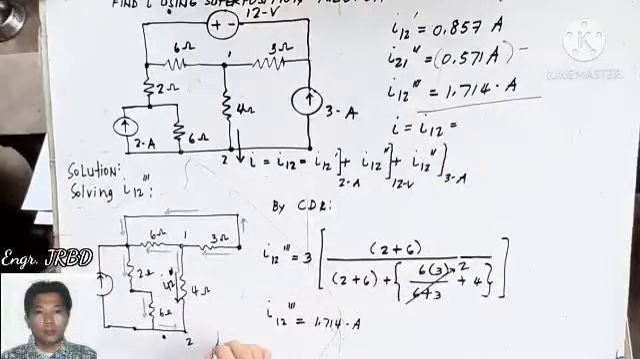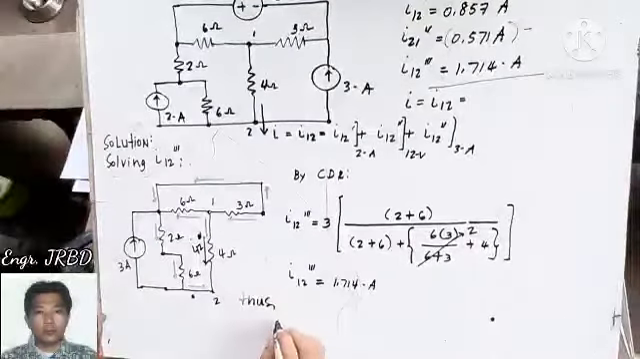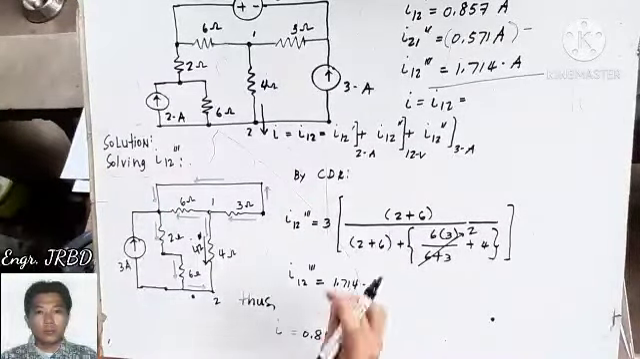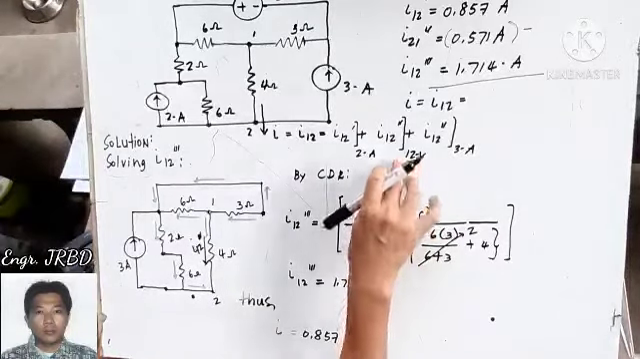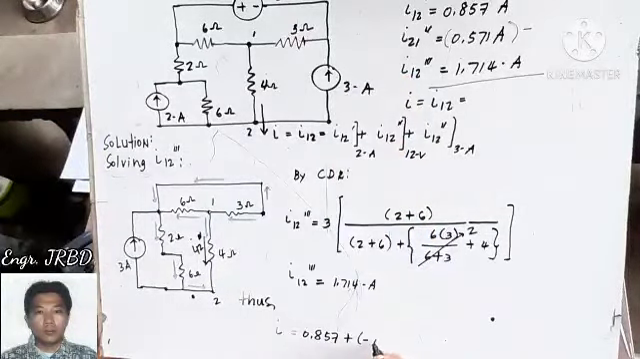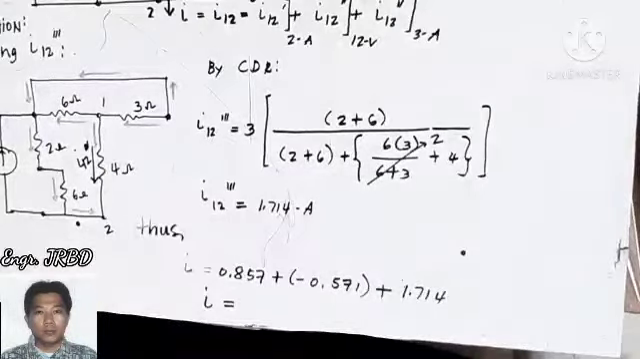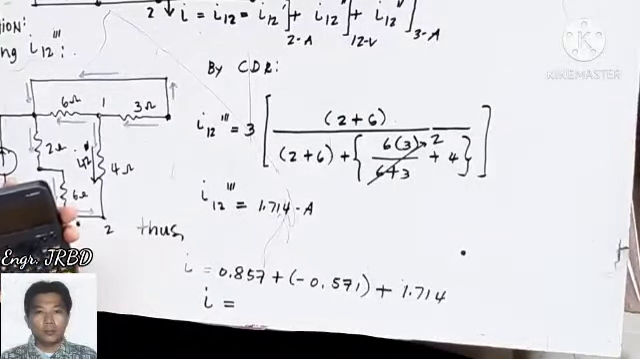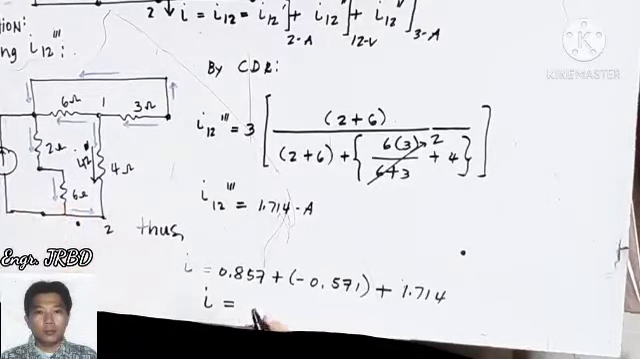So we will now have, therefore, your I is equivalent to I-12, that is 0.857 plus our I-12, which we do not have. What we have is I-21, that is negative 0.571 plus the last component current of 1.714. So your I is 2 amperes.